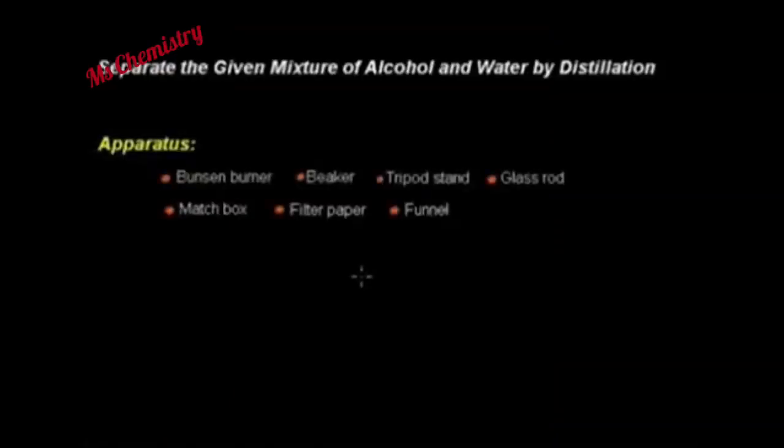Experiment number 8: to separate the given mixture of alcohol and water by distillation. In this experiment, we have to separate these two liquids, alcohol and water, by the process of distillation.